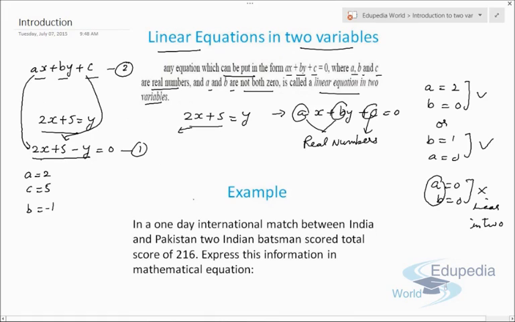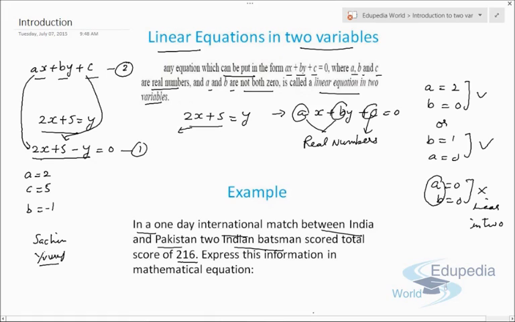Let me discuss one more example of how we can use real world or word problems to set up linear equations in two variables. Watch this question very carefully because these types of questions generally come in the examination. The example: in a one day international match between India and Pakistan, two Indian batsmen scored a total score of 216. It means there are two Indian batsmen, you can say Sachin, or you can say Yuvraj.